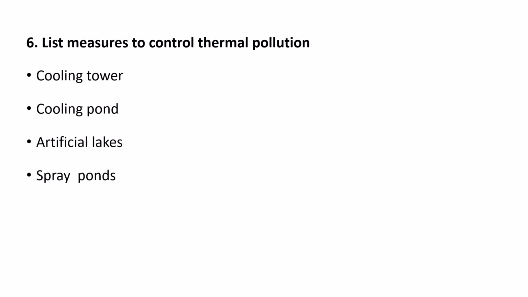Sixth one, list measures to control thermal pollution. One is cooling tower. You can use cooling pond, artificial lake, and spray ponds as some examples for controlling the thermal pollution.